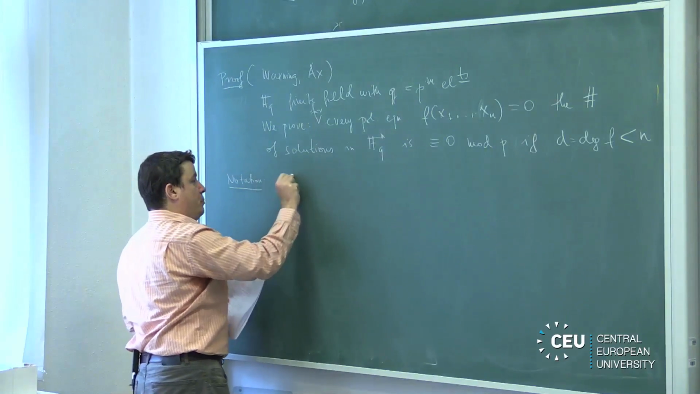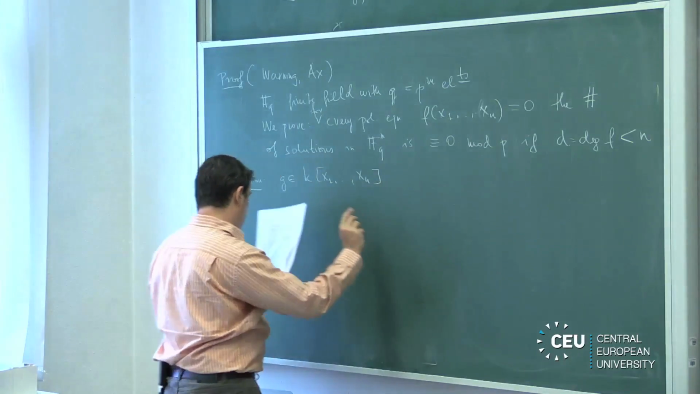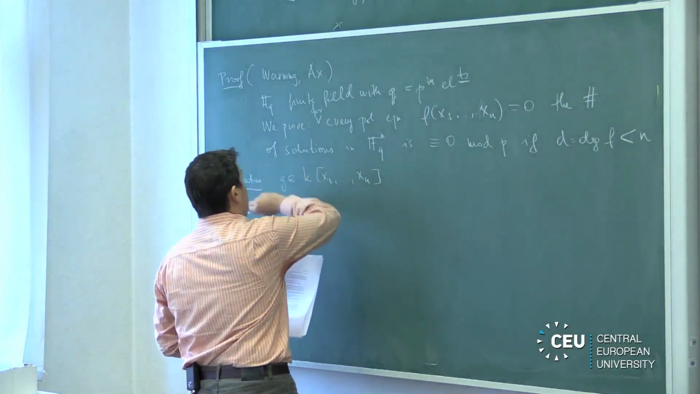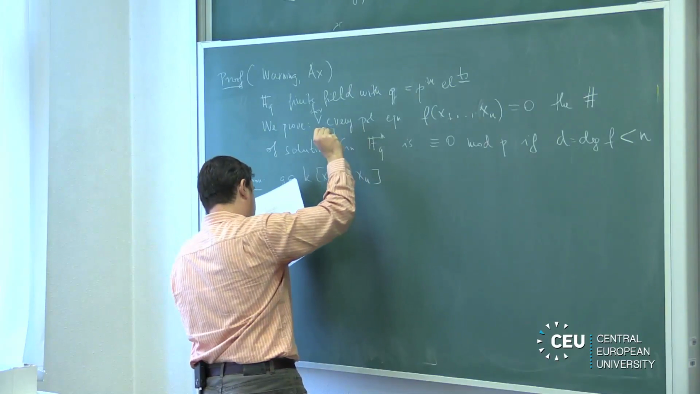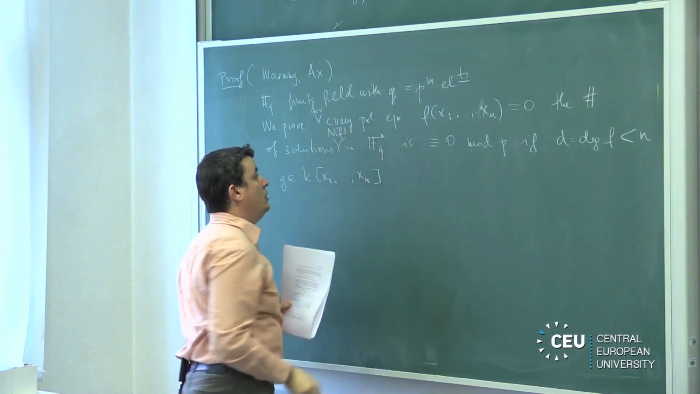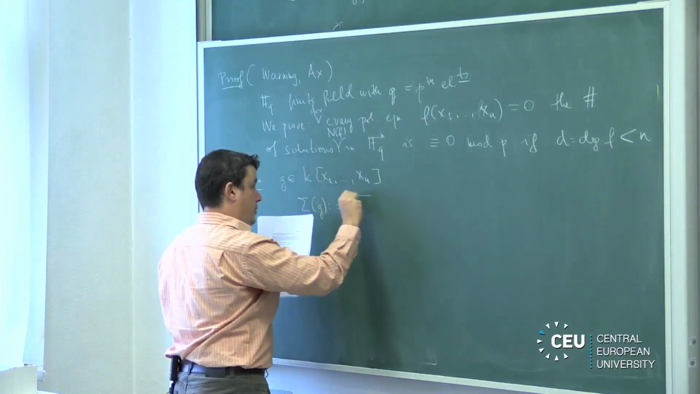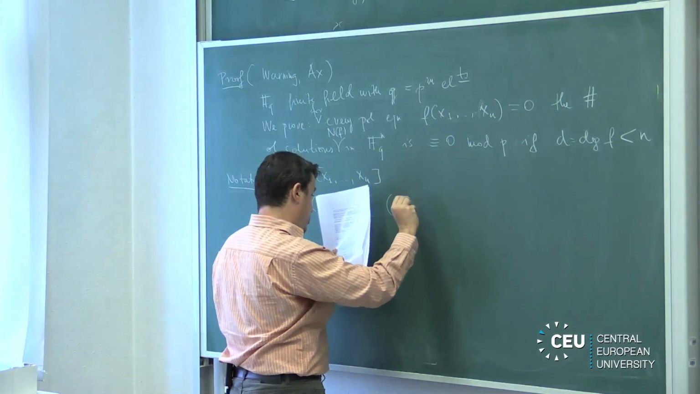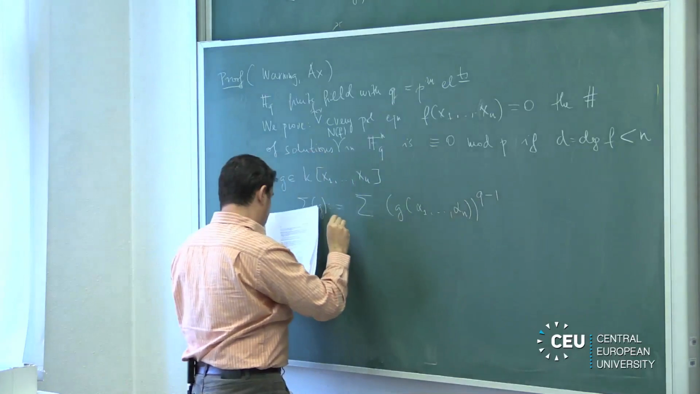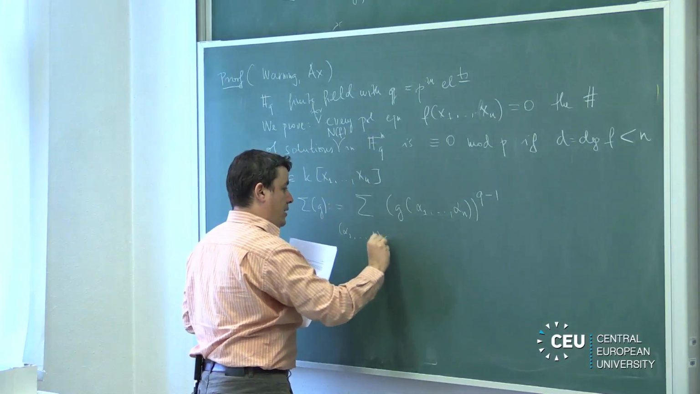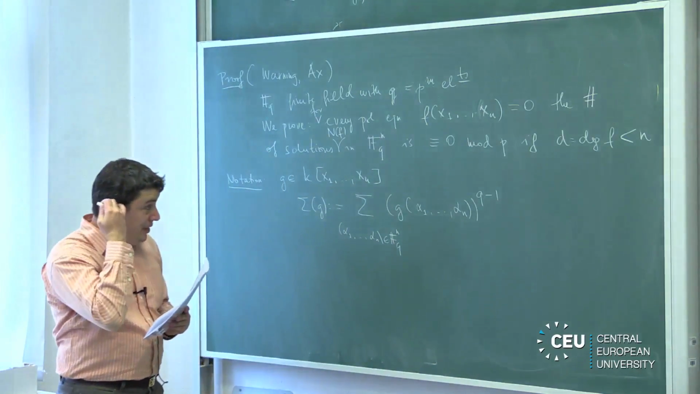So if G is a polynomial in n variables, then this number of solutions I shall denote by N of f. And I shall also use the notation sigma of G to be the sum of the values G of (alpha 1, ..., alpha n) to the q minus 1, where alpha 1 and so on alpha n run over all n-tuples of elements in F_q.